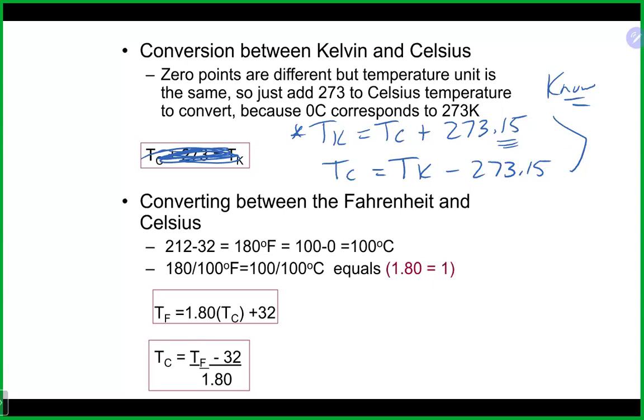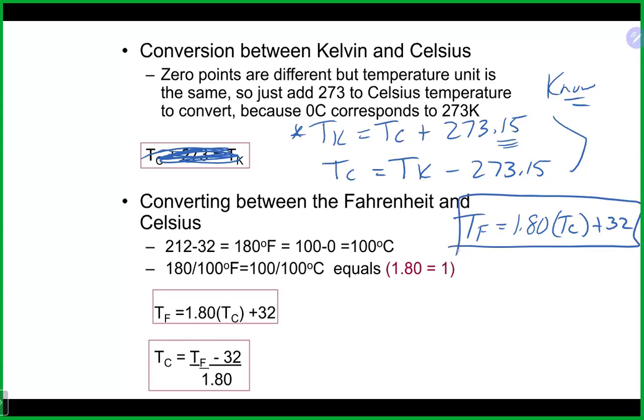That 180-degree difference between boiling and freezing gives us our conversion between Celsius and Fahrenheit. If you want the temperature in Fahrenheit, I'll write it up here since it's getting cut off at the bottom: 1.8 times the temperature in Celsius plus 32. You also need to know that. And if you want the temperature in Celsius, it is the temperature in Fahrenheit minus 32, divided by 1.8.